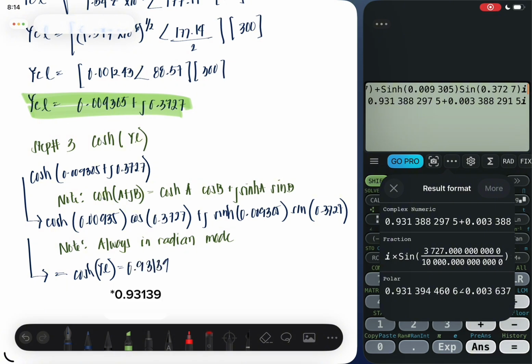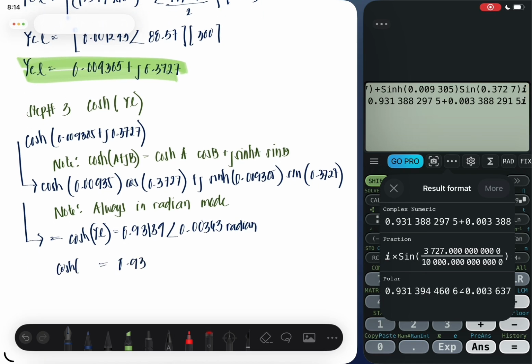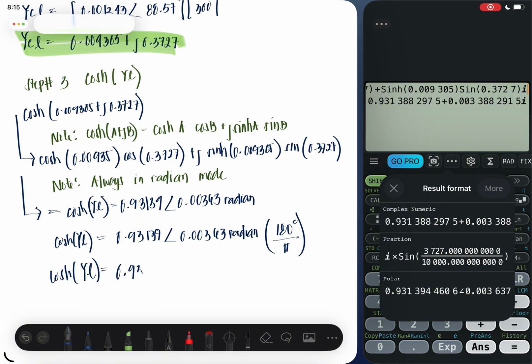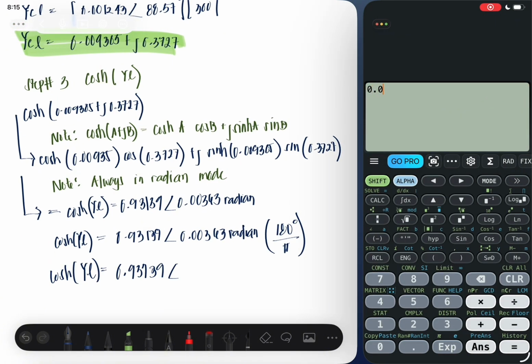Here is the final crucial exam step. Transmission line parameters are conventionally expressed with angles in degrees, not radians. To finish the step, take that final radian angle value and multiply it by 180 divided by pi.